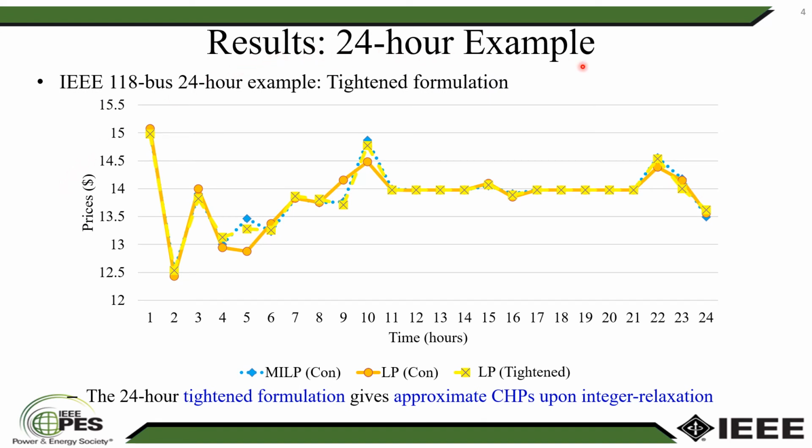Moving to our 24-hour example, we use the same 118 bus IEEE dataset but for 24 hours. And here we use a tightened formulation, which is a near tight formulation. In the figure on the slide, the blue markers represent the prices from the conventional MILP formulation. Orange represents the LP conventional, and yellow represents the tightened LP formulation. As you can see, the yellow markers closely follow the blue markers. However, the orange markers do not follow the blue markers that closely. This shows that a tightened formulation can give approximate convex cell prices upon integer relaxation.